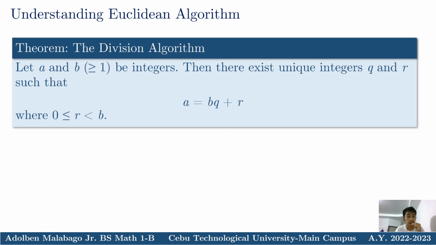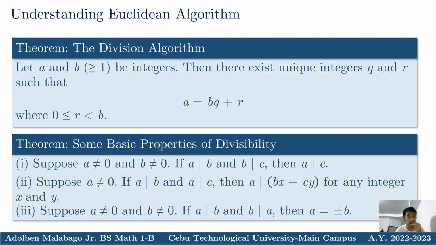So here are some important theorems and definitions that will be utilized in the next few slides to emphasize the structure of the Euclidean algorithm. We have here the first theorem, which is called the division algorithm. Let a and b greater than 1 be integers. Then there exist unique integers q and r such that a equals bq plus r, where r is less than b but greater than or equal to 0.